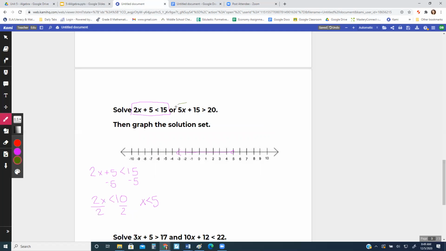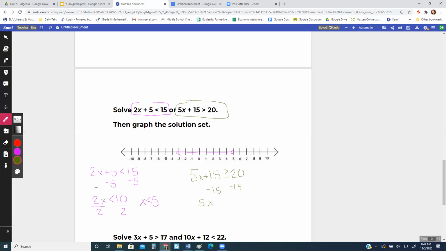So let's do this one. 5x plus 15 is greater than 20. So again, I need to combine like terms before I go multiplying and dividing things to get the x alone. So let's subtract 15 from both sides. And I'm going to end up with 5x.